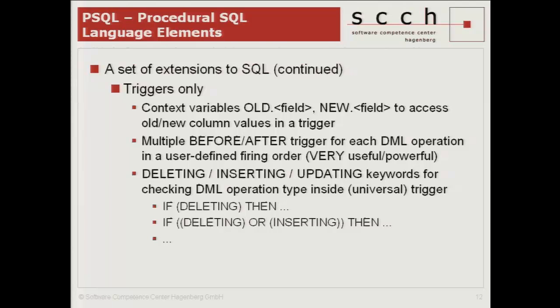There is also a way to have a universal trigger. A universal trigger basically can fire on a delete, insert, or update. So you can have one trigger firing for all three operations, and to distinguish which kind of operation it was, there are Boolean context variables to check, to adapt your source code depending on the event firing type.